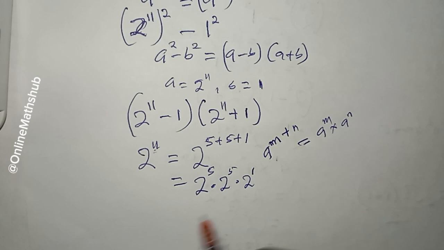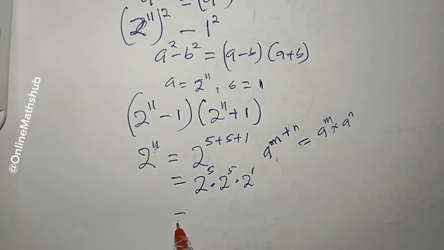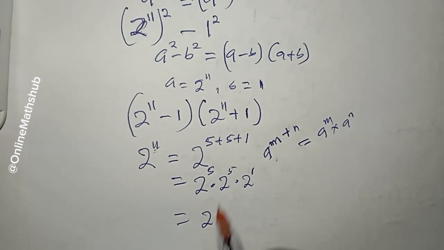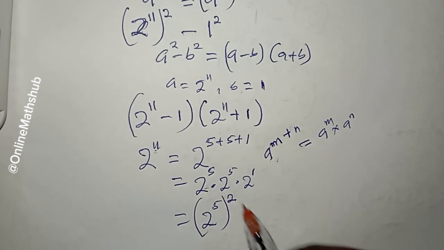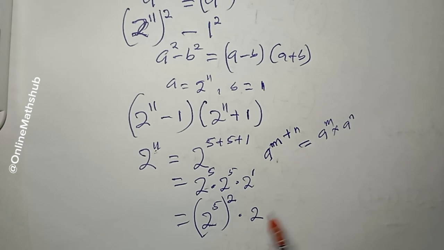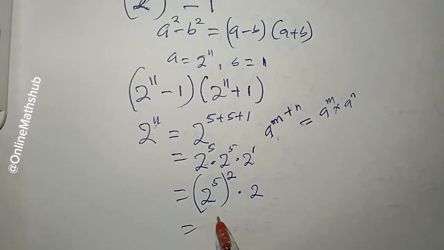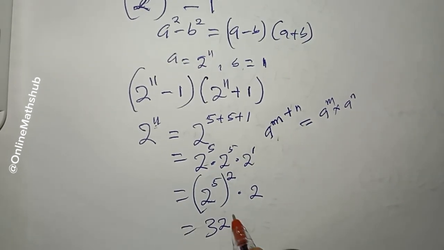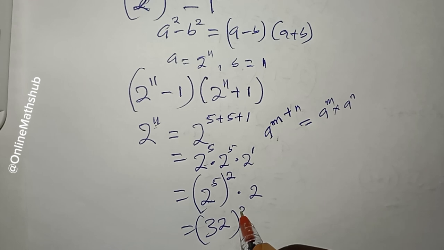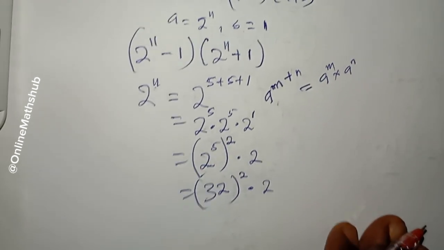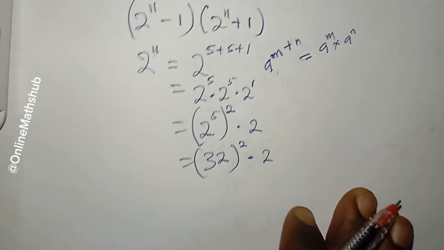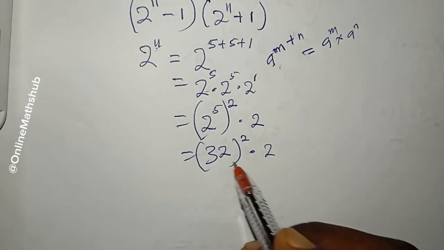This is what I've applied. Moving on, you can see that this 2 power 5 has appeared twice, so I can write this as 2 power 5 all power 2, and then multiply by 2 right here. And 2 power 5 is just 32, so 32 power 2 and then multiplied by 2. So what is 32 squared? How do you evaluate it without the use of a calculator? It is pretty simple.